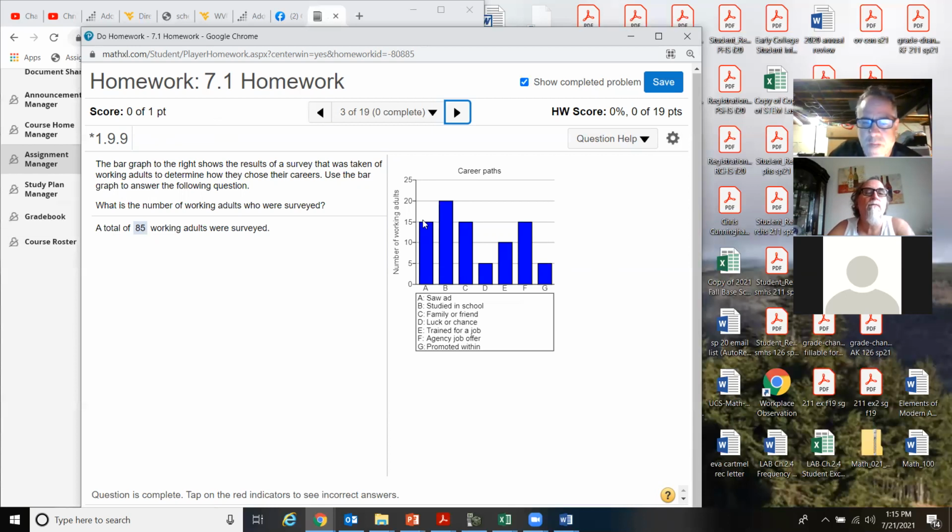You would go through to the top of each bar. It says there are what? 15 who saw the ad. There were 20 who studied in school. There were 15 who heard from a family or friend. 5 by luck or chance. E would be what? 10. F would be 15. And G would be what? 5. And it's simply the sum total of 15 plus 20 plus 15 plus 5 plus 10 plus 15 plus 5. Add those numbers up and you get your total survey.